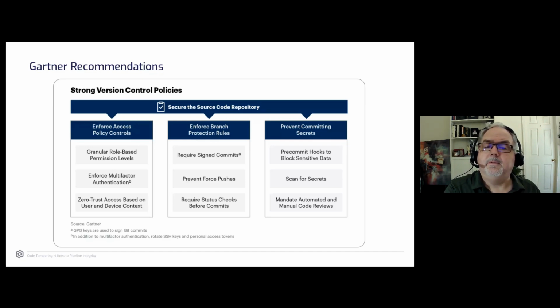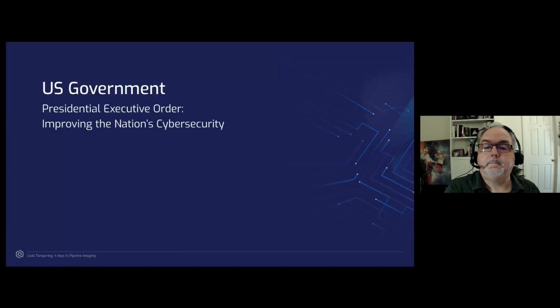The second involves enforcing branch protection rules, such as signed commits, mandatory peer review, and automated status checks. And third, avoiding hard-coded secrets by scanning for secrets and implementing pre-commit hooks that reject commits if they contain secrets. That's only part of what Gartner recommends, and I encourage you to read the whole report. It's available on our website.